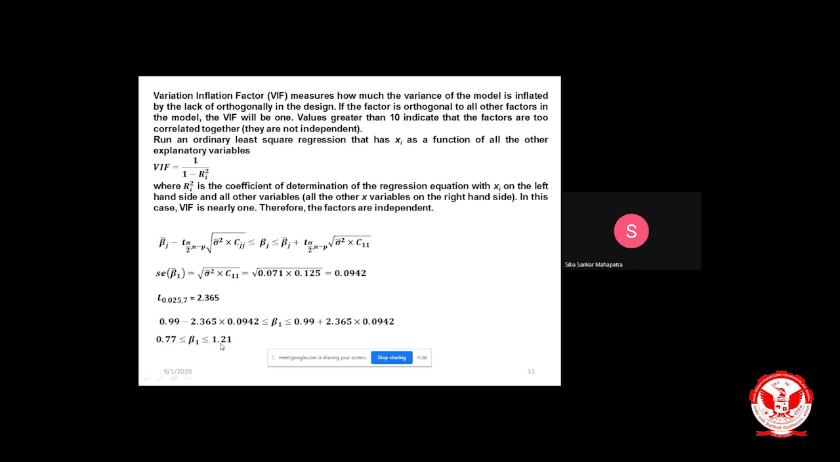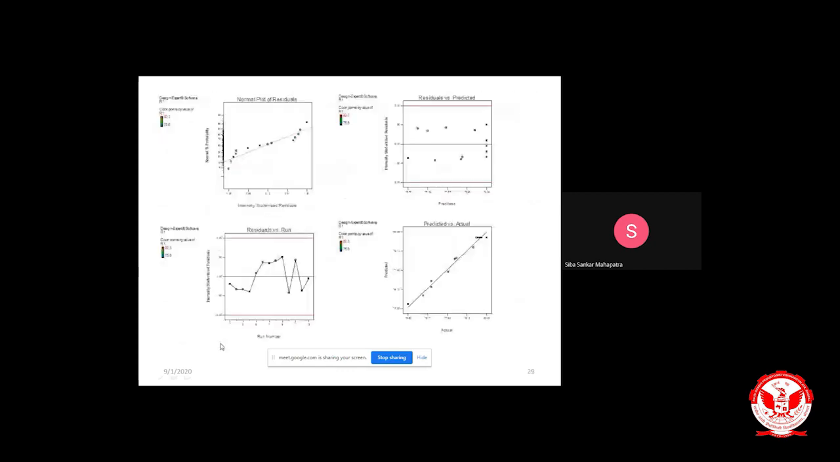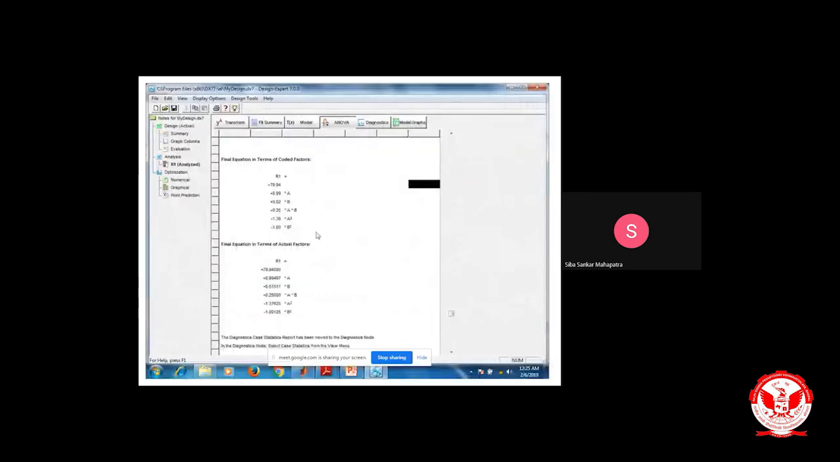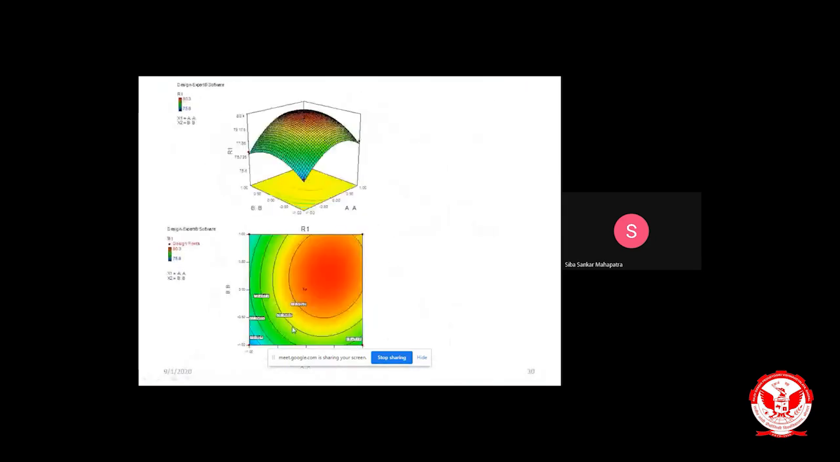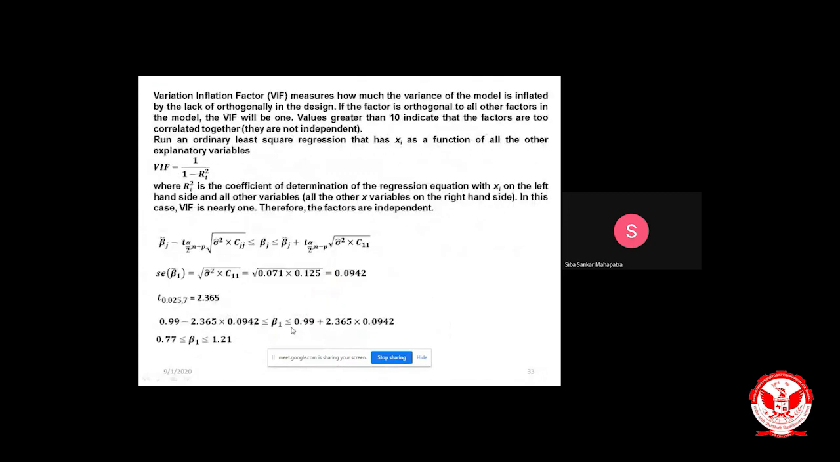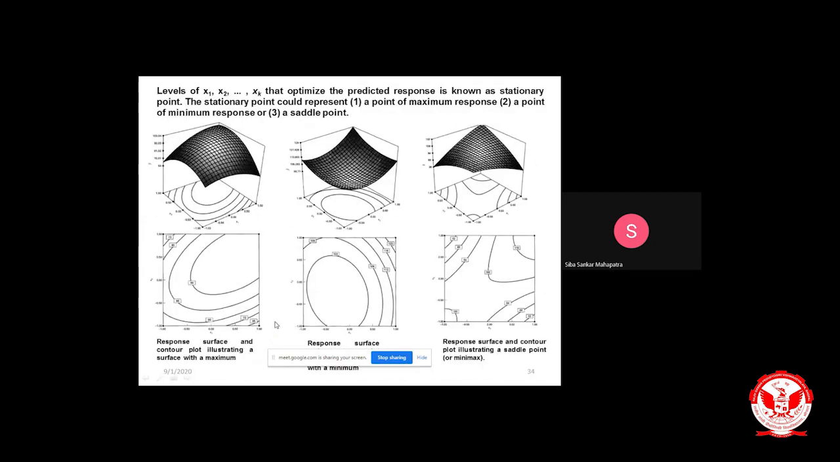And in fact, for beta 1 we got 0.99, and the confidence interval is between these two. So once we get this, we say that the quadratic model is working fine, that we have checked. Now the next thing is to find out the best parametric condition. What will be the best parametric condition?